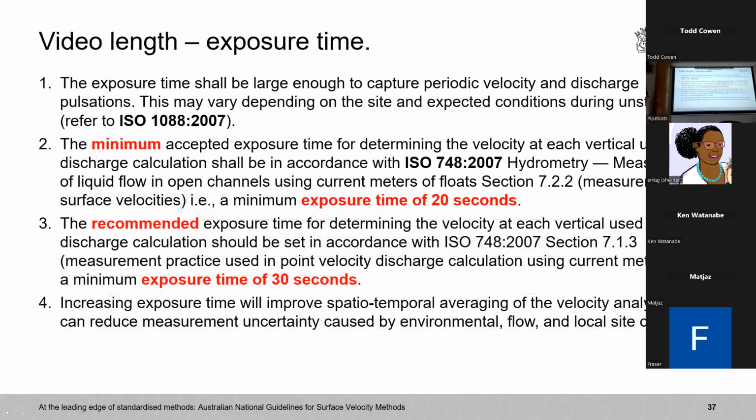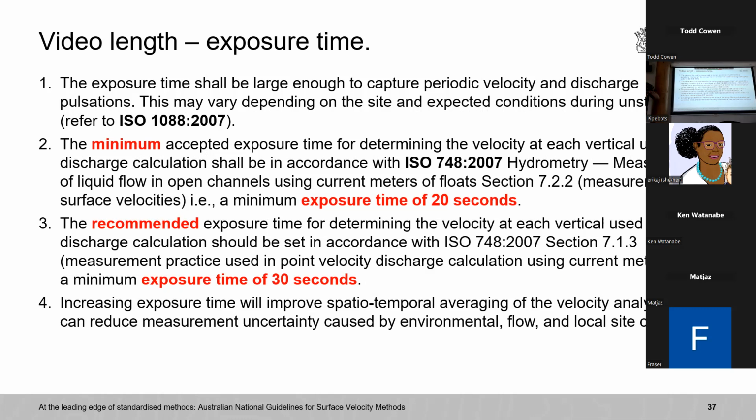Video length or exposure time. It's again something for discussion, and something that, as I mentioned earlier, is already defined. So in ISO 748, the minimum acceptable exposure time for float measurements is 20 seconds. As mentioned, this was up for discussion. Some software already out there was used for shorter videos. But again, part of that whole review process that we had of the document, and having people review the document that weren't familiar with imagery techniques, there was an adamant opinion that you must remain with these time limits.